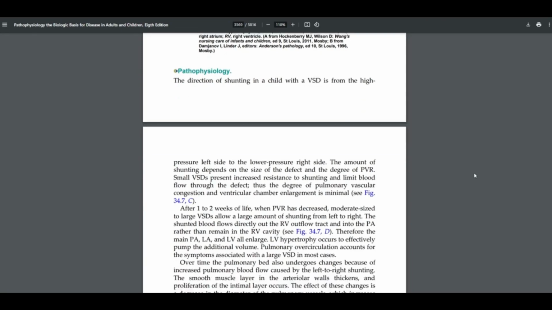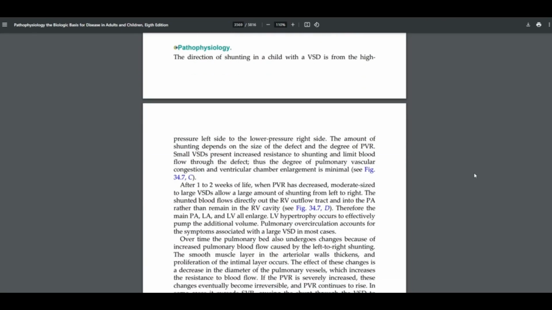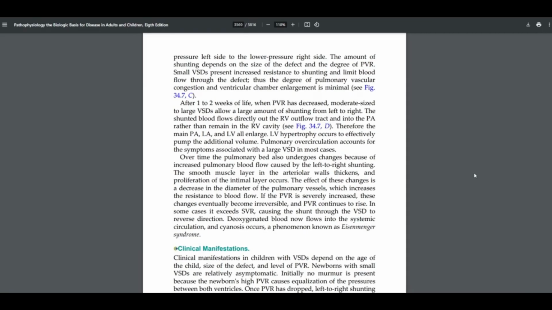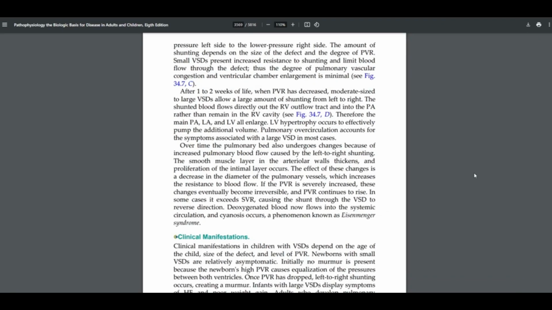So what is our pathology or pathophysiology? Well, the direction of shunting in a child with VSD is from the high pressure left side to the lower pressure right side. The amount of shunting depends on the size of the defect and the degree of PVR. Small VSD present increased resistance to shunting and limit blood flow through the defect. Thus, the degree of pulmonary vascular congestion and ventricular chamber enlargement is minimal. After 1 to 2 weeks of life, when PVR is decreased, moderate size to large VSD allow a large amount of shunting from the left to the right.